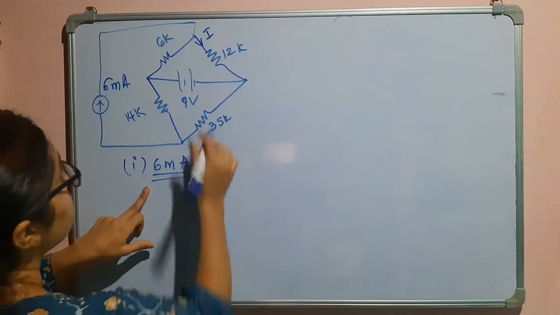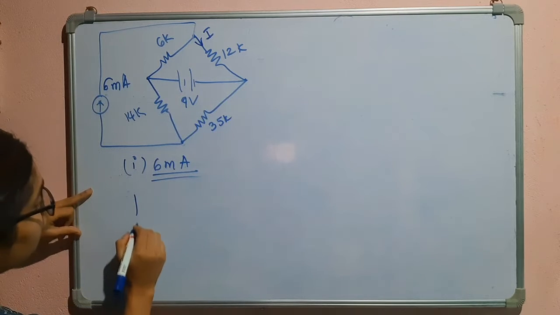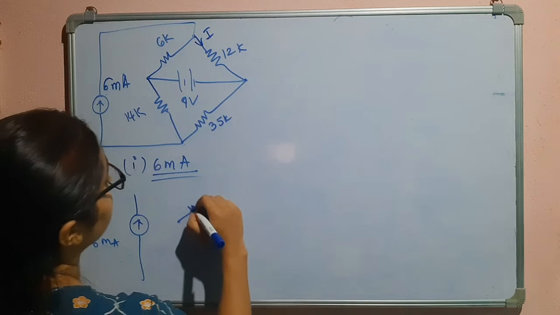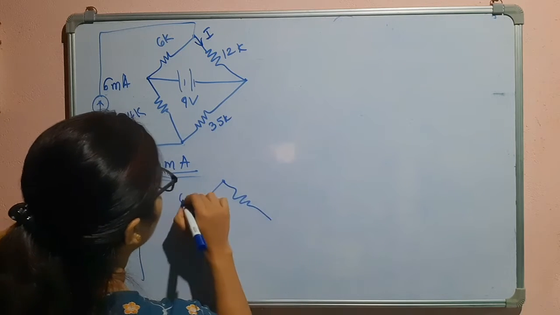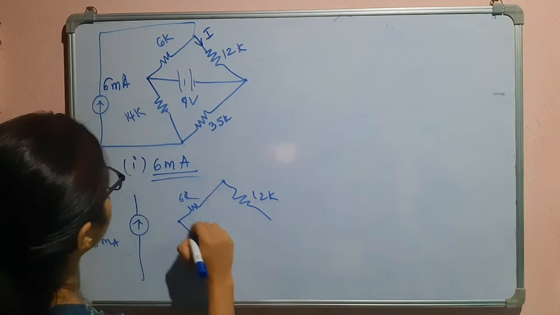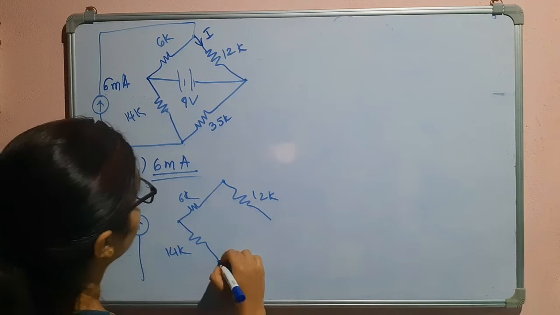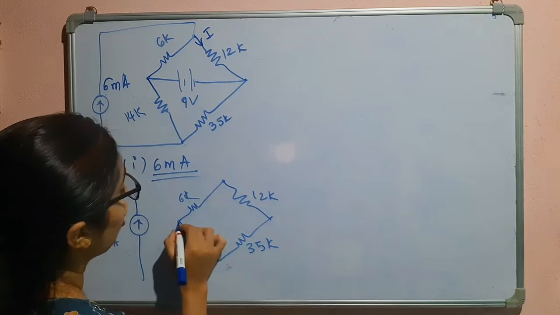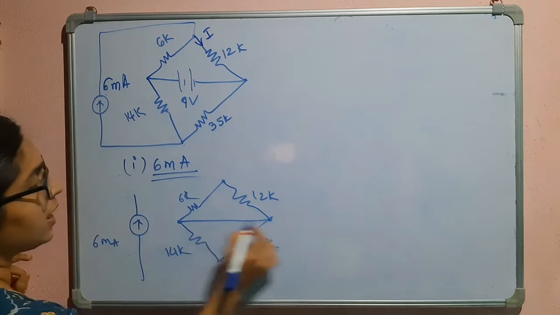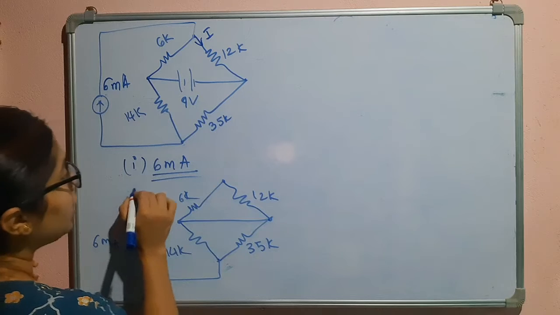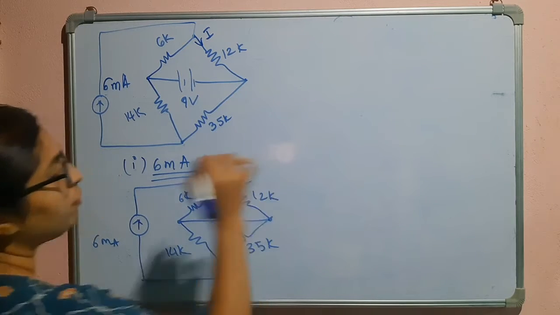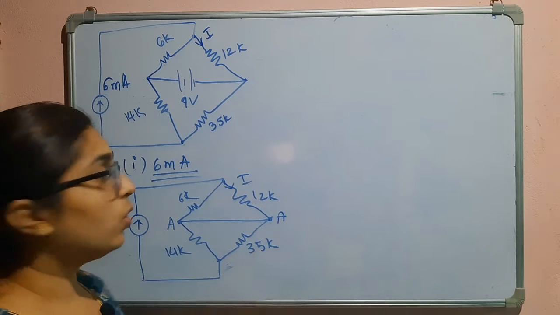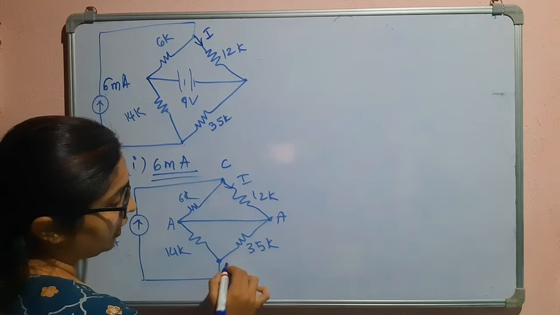Now I will short this, then we have to redraw this circuit. This is 6 milliampere. This is the bridge circuit where we have 6K, this is 12K, this is 14K, and this is 35K. And this is shorted, which means both these points are at equipotential. So this is the current that is to be found. If I take this node as A, this one also will be A. If I consider this as C and this as D.